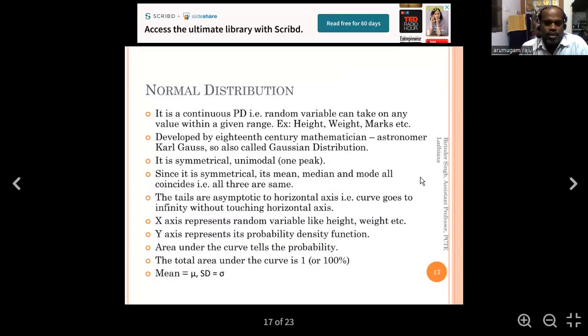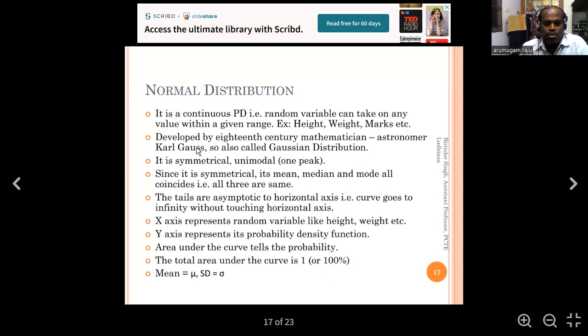So next we have the last concept, that is normal distribution. The example for the continuous probability distribution is normal distribution. Already we know very well the meaning of the continuous probability distribution. It means it is uncountable number of values or infinite number of values, right? So it is a continuous probability distribution, that is a random variable can take on any value within a given range. For example, here we can take the heights, weights, or marks, etc.